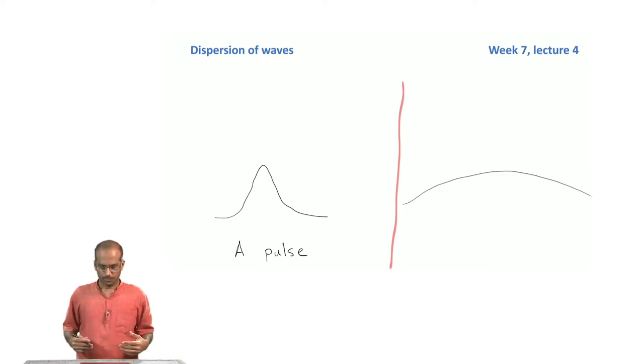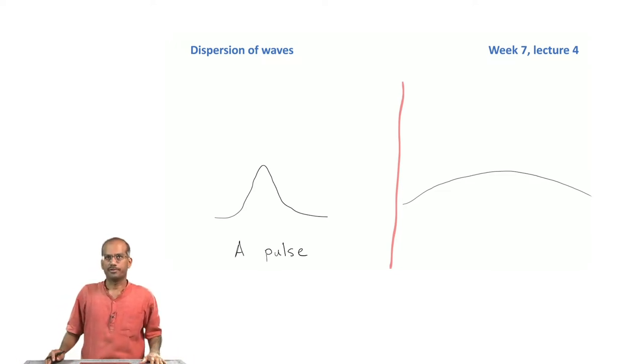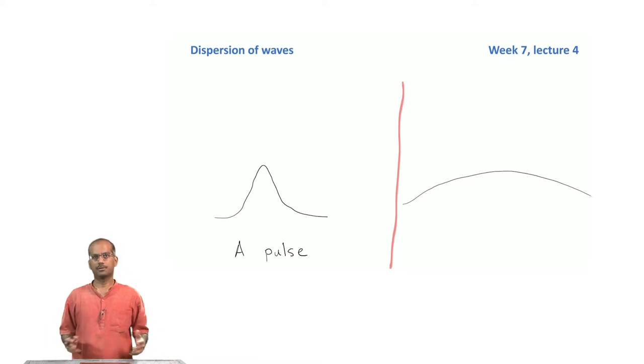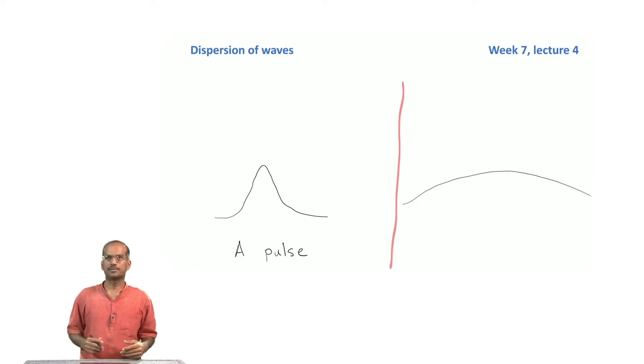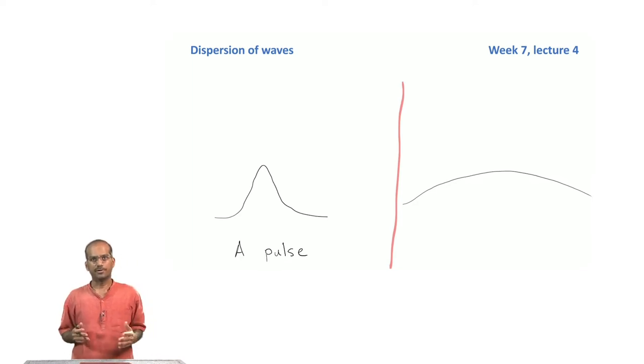Starting from now, we are going to look at groups of waves, which is why the topic for today's lecture is dispersion of waves. So, let me spend a little while to explain first what is different now compared to what we had been doing. We were looking at still a single oscillation frequency, which was called the normal mode frequency. But in general, that is not the case.